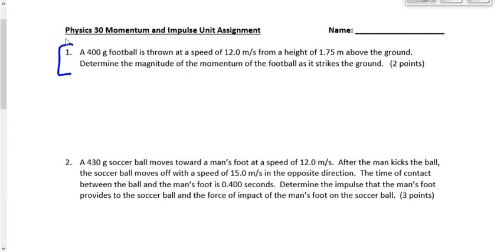This question says a 400-gram football is thrown at a speed of 12 meters per second from a height of 1.75 meters above the ground. Determine the magnitude. We don't need the direction, just the magnitude of the momentum of the football as it strikes the ground. Now I'm going to circle grams. I'm going to do that on tomorrow's test as well.